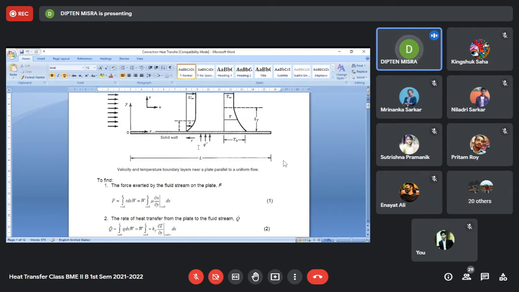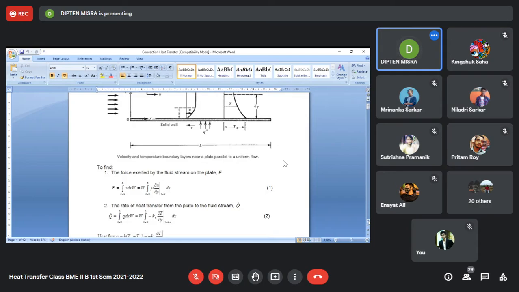So we require to know what is the force exerted by the fluid on the wall, or by the wall on the fluid, that we want to find out. So the questions that we want to know in the case of convection heat transfer are these two questions. One question is the force exerted by the fluid stream on the plate. And how do we find out the force? That we can find out if you know the shear stress exerted by the fluid multiplied by the area of this flat plate.